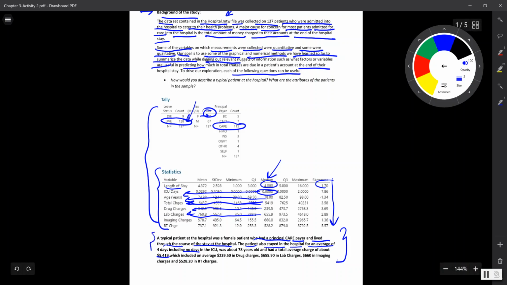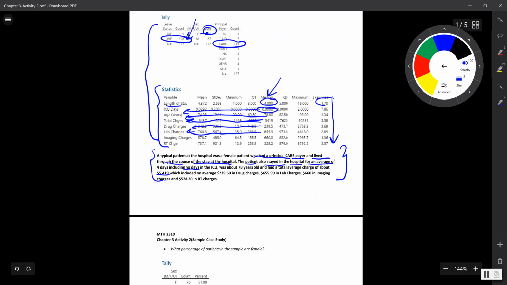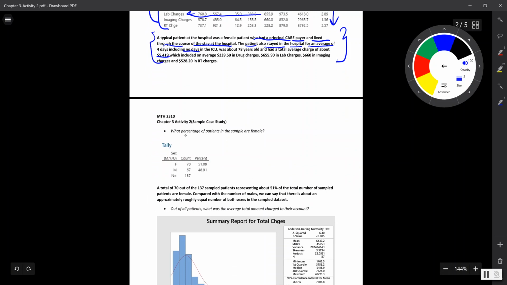So I won't read all of this to you because that will be a little bit boring, but you get the sense of what this analysis or report generation is all about. So with that, we can go on to the next question. The next question is, what is the ratio of female to male? In other words, I don't just want just the counts.